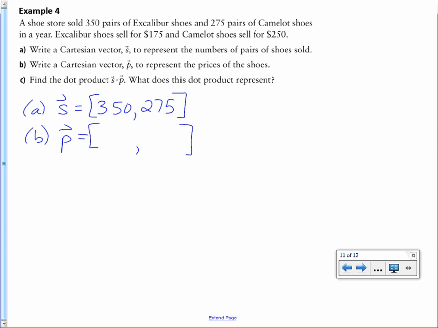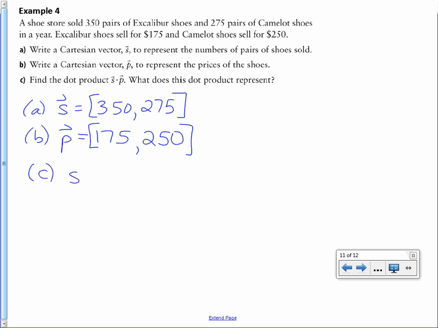Price of Excalibur is, these are fancy shoes, $175. And price of Camelot shoes, $250. Okay, so you've just done an algebraic representation of the data in this problem. If you find the dot product, you might be going, okay, what's the purpose of this? Does it end up telling you something kind of interesting?